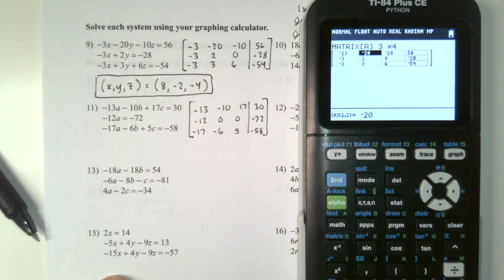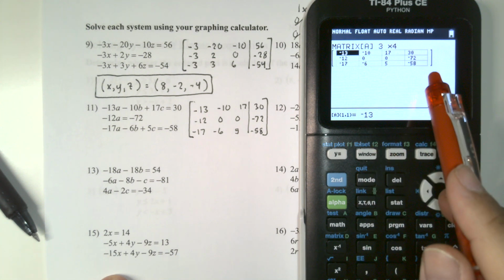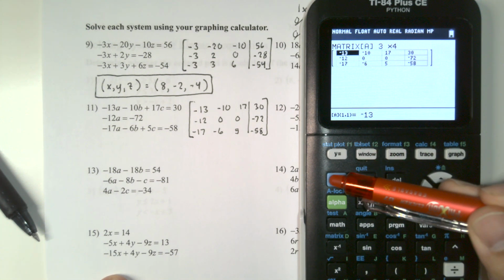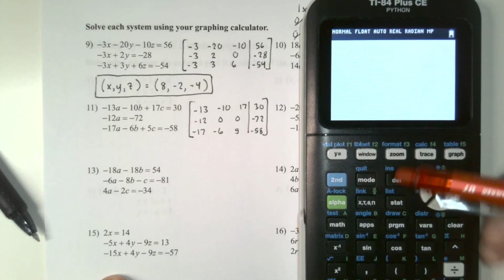Now it's highlighting negative 20 from the old matrix. If I type negative 10, hit enter, it overwrites it. And if I keep going, I'll have 17, 30, negative 12, 0, 0, negative 72, negative 17, negative 6, 5, negative 58. Now that I'm done overwriting each of these entries, I can quit out. So I'll do second mode so that I quit out.